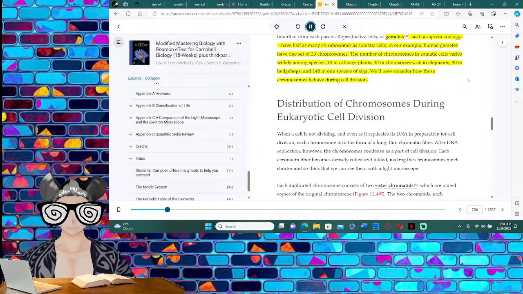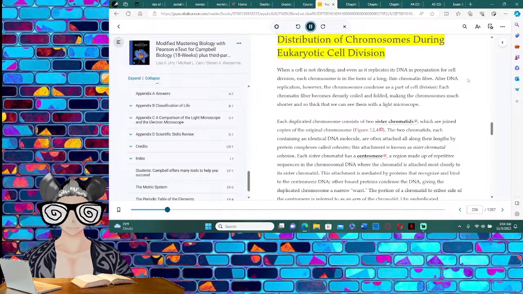The number of chromosomes in somatic cells varies widely among species: 18 in cabbage plants, 48 in chimpanzees, 56 in elephants, 90 in hedgehogs, and 148 in one species of alga. We'll now consider how these chromosomes behave during cell division.